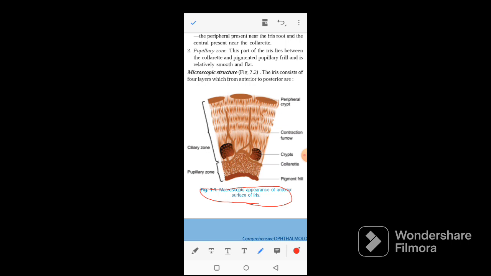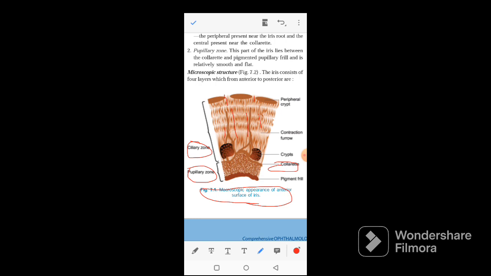As we have already understood, there is a ciliary zone and the pupillary zone. The iris is divided into these two zones because of a zigzag line that we call the collarette. The ciliary zone has the radial streaks because of these underlying radial vessels, and it has the crypts where the superficial layer of the iris is missing. So these crypts appear as depressions.